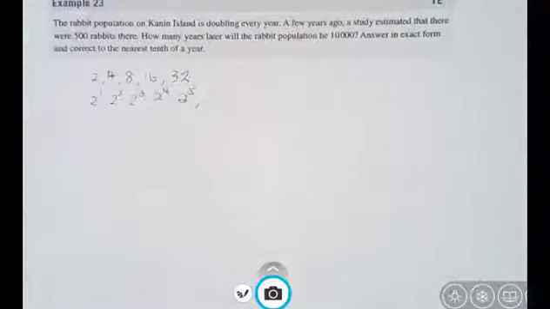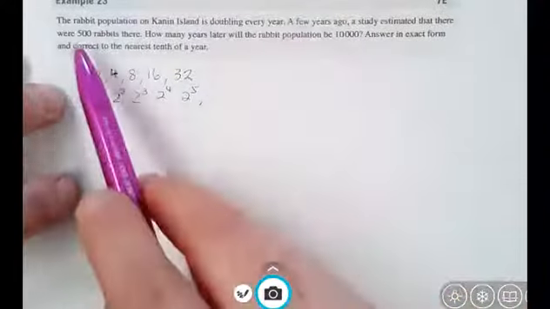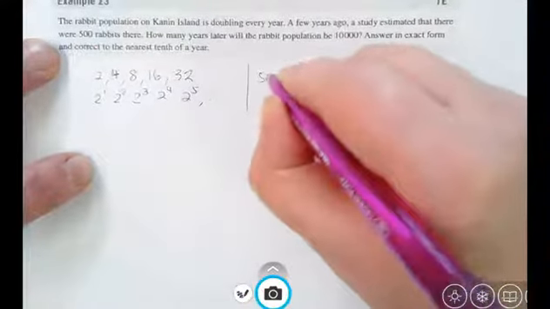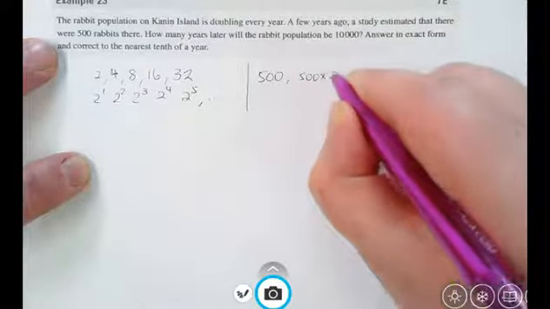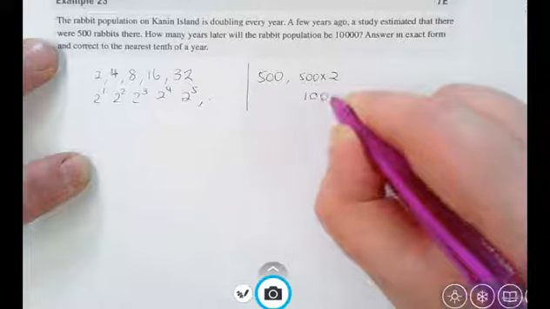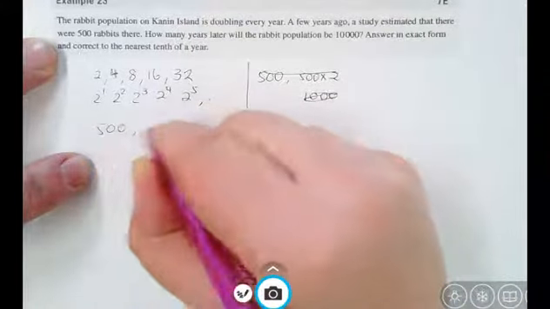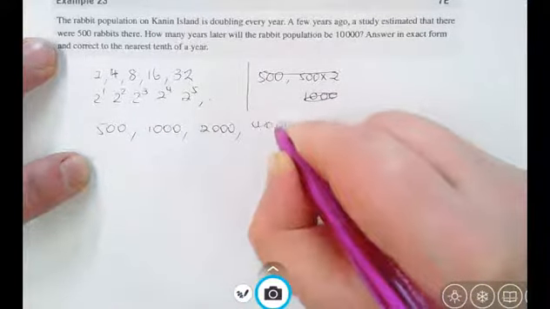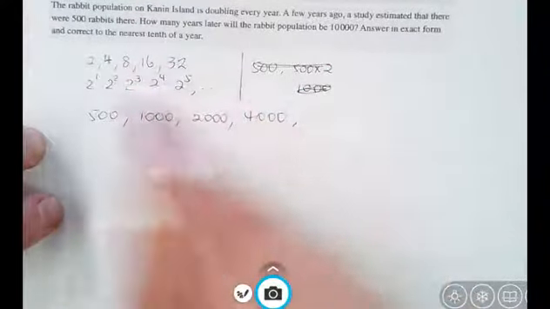But, you know, it may not be that we did start with 2 rabbits on the island, okay? So a few years ago, a study estimated that there were 500 rabbits there. So let's say there were 500 rabbits there and it was doubling every year. It would be 500, and then 500 times 2, which is, say, 1,000. Actually, I'll write it like this. So let's say there were 500 and then 1,000, and then that doubles 2,000, and then that doubles 4,000, etc. But I want to write that in terms of powers like this.